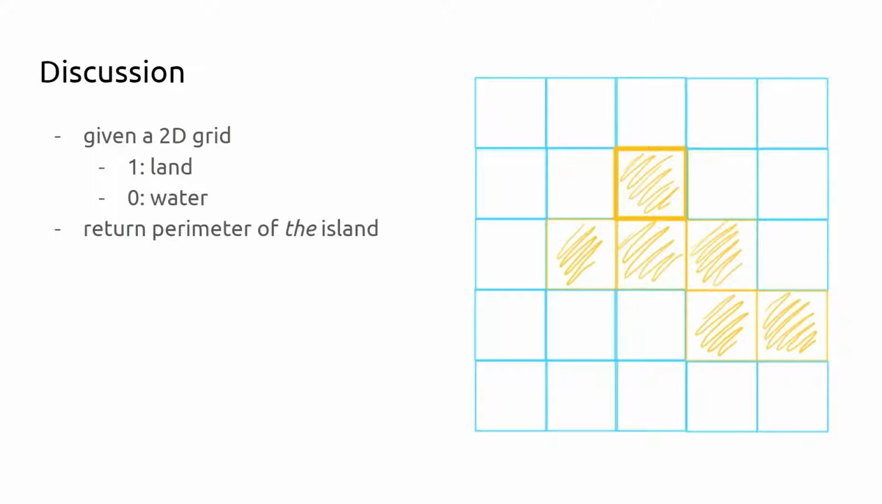You're given a 2D binary grid with ones and zeros, where 1 represents the land pieces, which I've marked in yellow, and 0 represents the water pieces. I've marked those in blue. You're also given the fact that there is only one single island in this entire grid, and you have to return the perimeter of that particular island. Nothing more to say about it, so let's dive into the observations for the iterative solution.